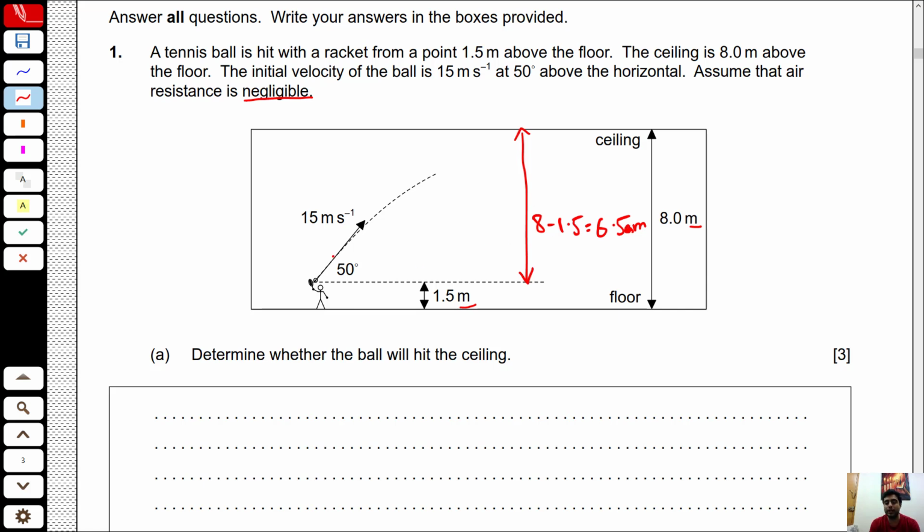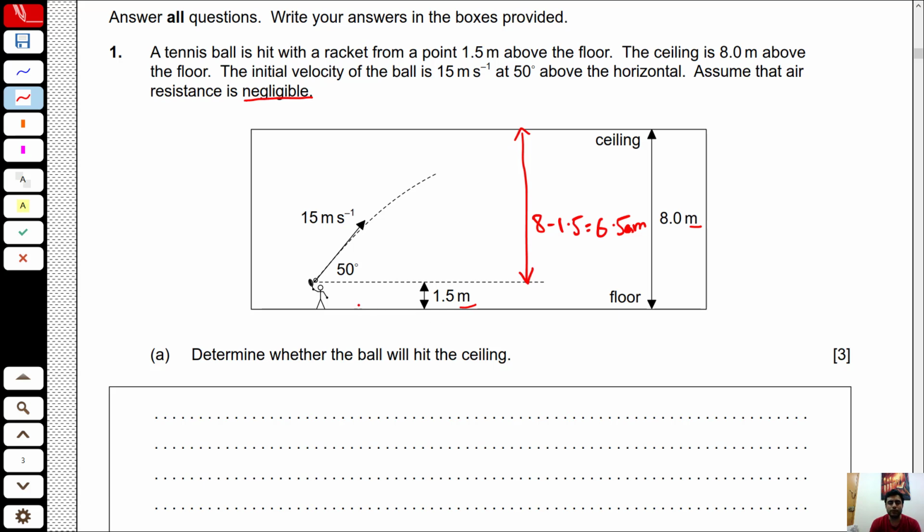So if the vertical distance traveled by the ball is bigger than 6.5 meter, it is only possible if the ball hits the ceiling. So determine whether the ball will hit the ceiling. First of all, we need to know the vertical velocity, because we're only interested in the vertical displacement, the vertical distance traveled by the ball. And if the vertical distance traveled by the ball at the maximum possible height is bigger than 6.5, it means it is going to hit the ceiling.